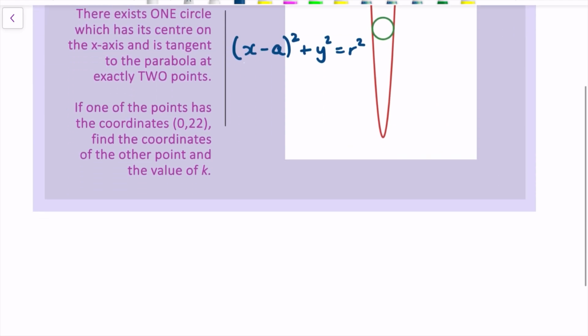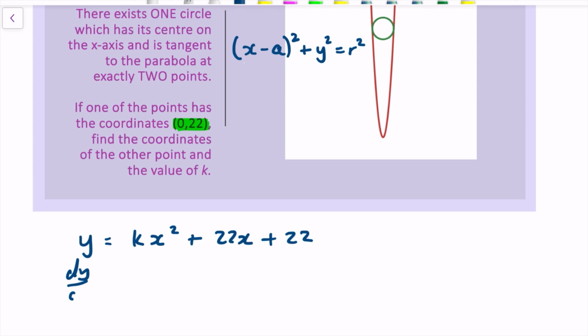Alrighty, so what do we do with the maths? The first thing is, if they share a common tangent, the parabola and the circle, then their derivatives must be the same at (0, 22), because we're told that that is a point where these two things are tangent. So differentiating first, the parabola, kx squared plus 22x plus 22, we get 2kx plus 22. Then we take our circle equation. I won't bother rearranging this, I'll just use implicit differentiation.